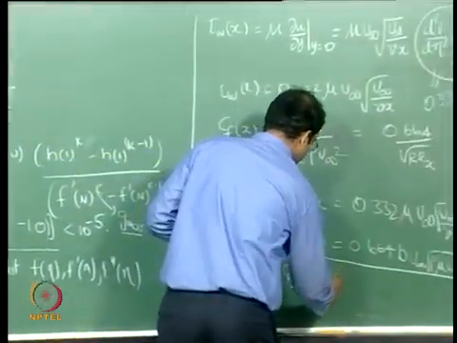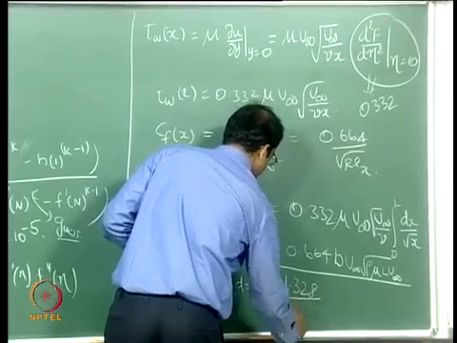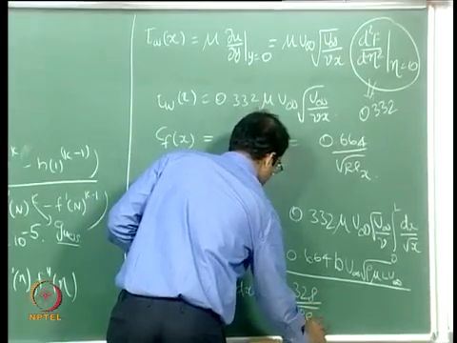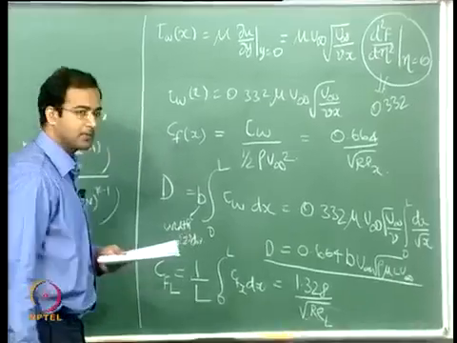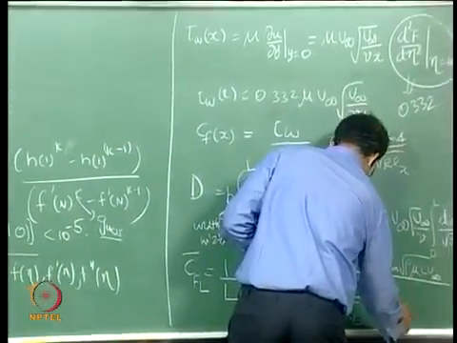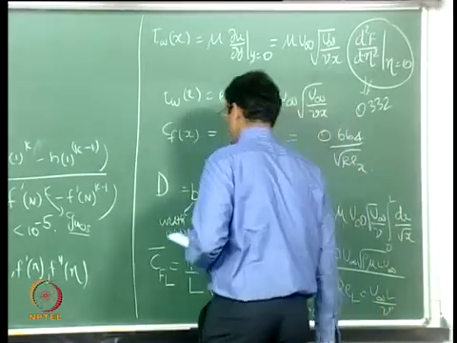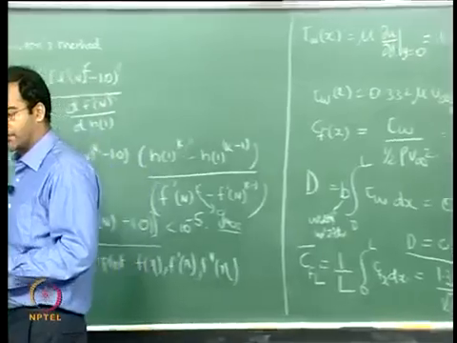If you do the averaging, you will get this nice expression, where now your Reynolds number is defined based on x equal to L. So ReL here will be u infinity L by nu.